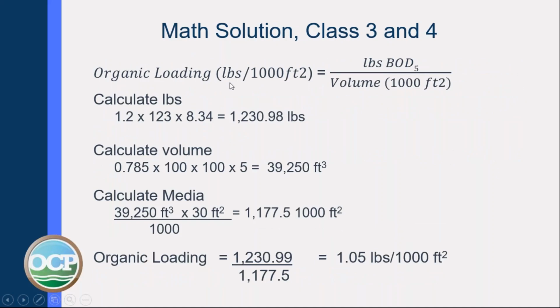So your organic loading in pounds per 1,000 square foot unit is pounds of BOD5 over the volume in 1,000 square feet. Calculate the pounds the same way we did before. 1.2 times 123 milligrams per liter times 8.34 gives you your 1,230.98 pounds.